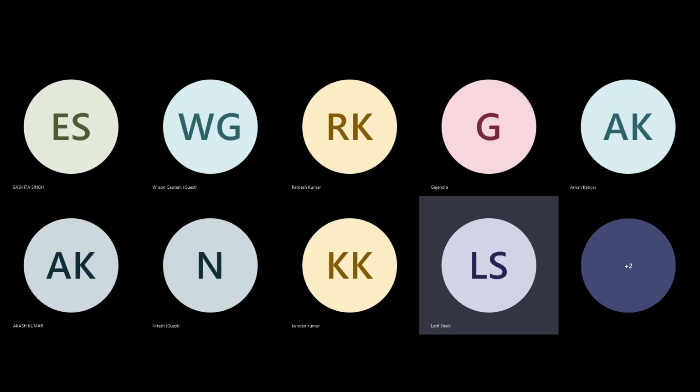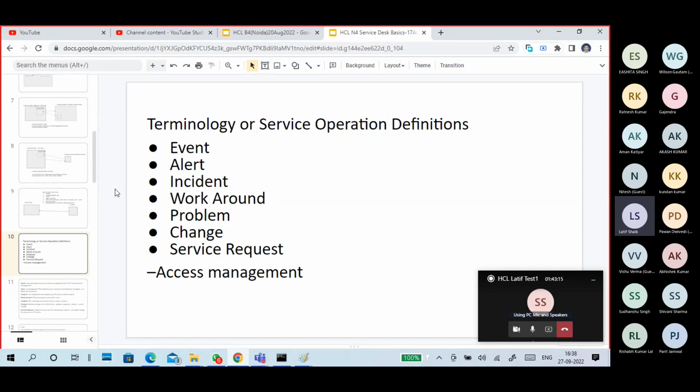Here are certain terminologies or definitions, words we use in service operations: event, alert, incident, workaround, problem, change, service request. Of course, in some places service asset management is also there. We'll see them one by one, and try to explain with examples, and their importance.